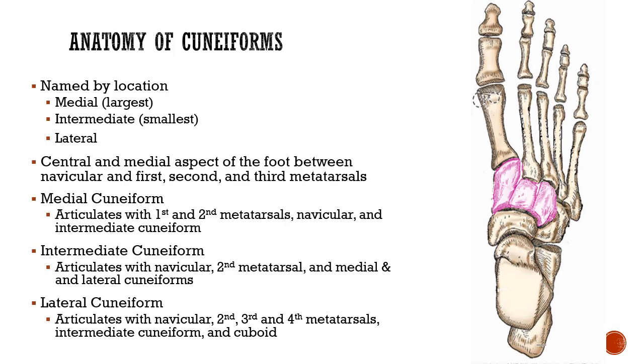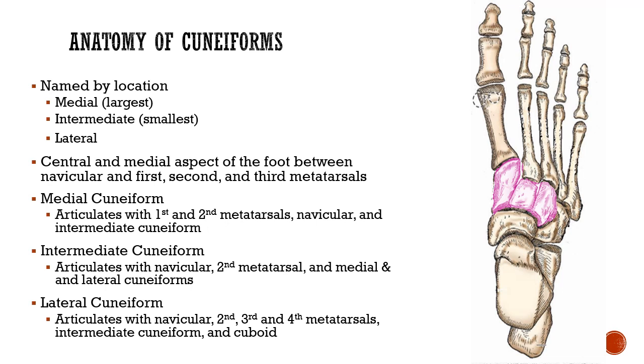The cuneiforms are named by location. The medial is the largest, the intermediate is the smallest, and the lateral is the middle size. They're located between the navicular and the 1st, 2nd, and 3rd metatarsals.